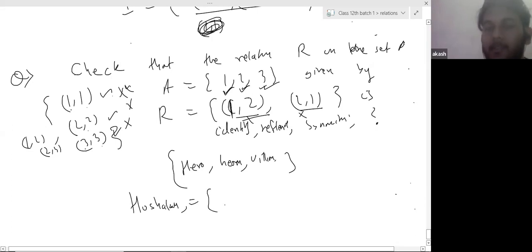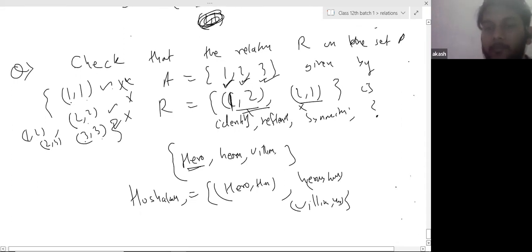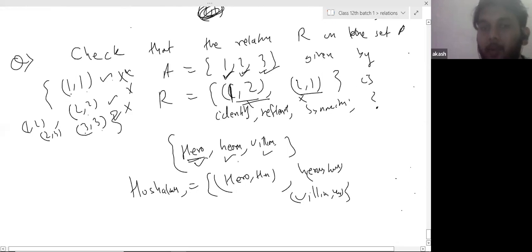In Hum Shakals, if the hero has a double role, hero and hero, the heroine has a double role, heroine and heroine, and the villain, villain and villain, then this is an identity relation. Because we had three characters, and all three played double roles, this is identity. If you miss any of them, then this is not identity. Hum Shakal will be a flop, because two heroes must fight two villains. This is clear.